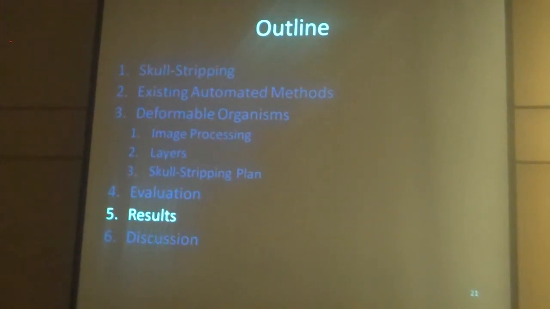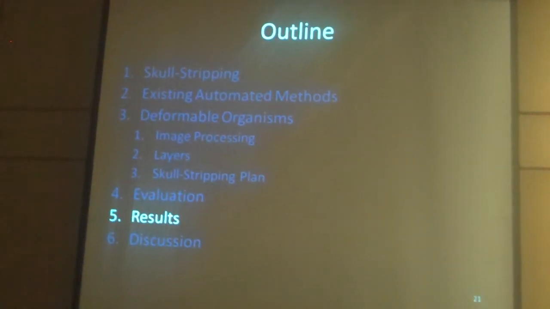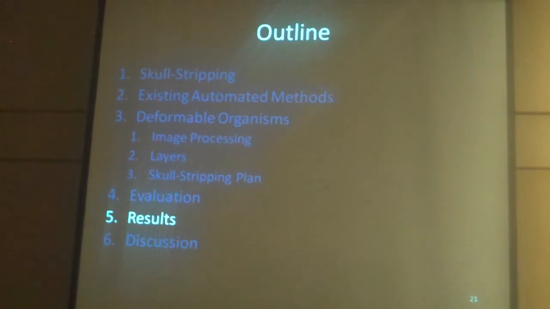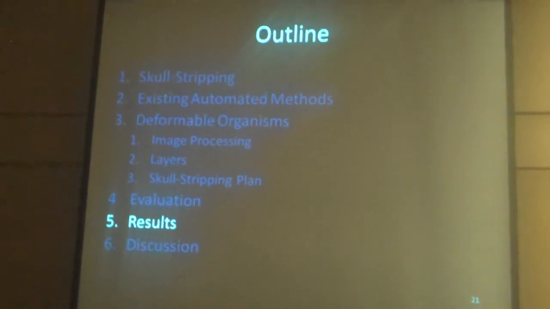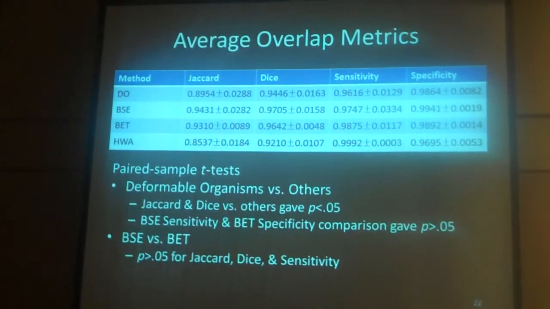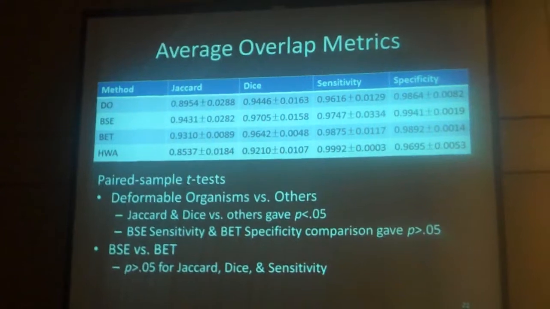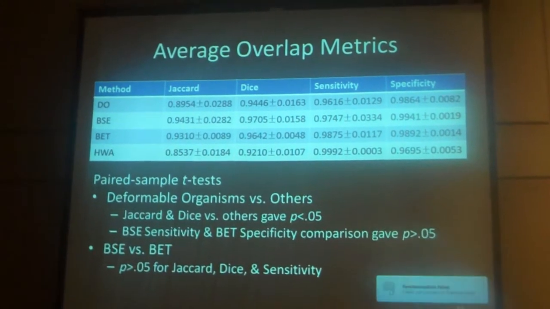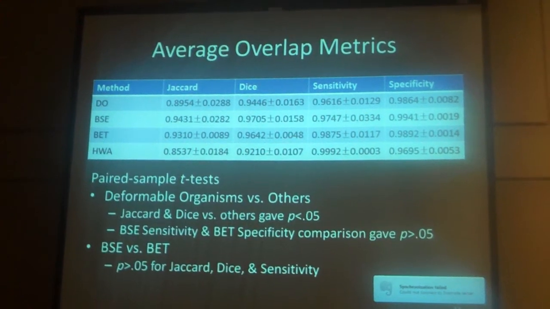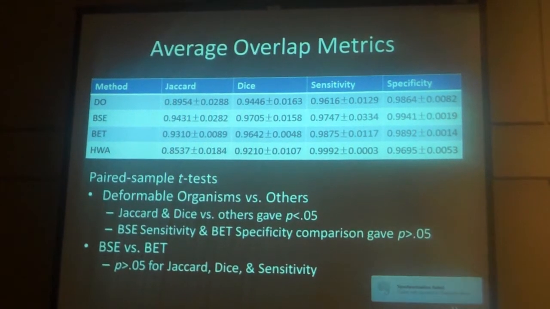I'll now describe the results that we found comparing our method to the 3 approaches with the overlap metrics and the error projection maps. The table at the top shows the average overlap metrics across the 40 images from the LONI Probabilistic Atlas with respect to the 4 methods we compared.